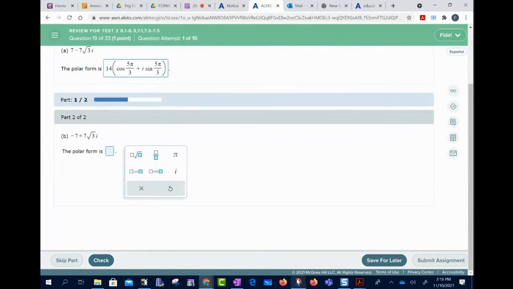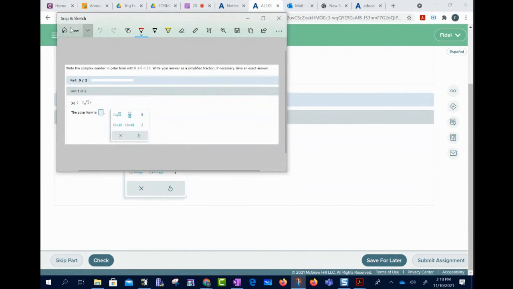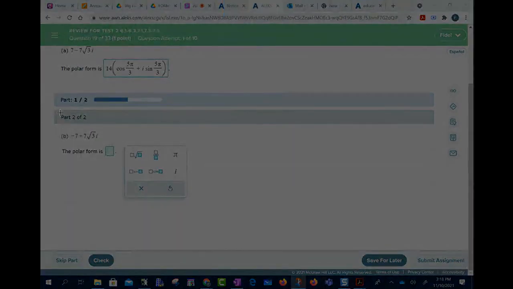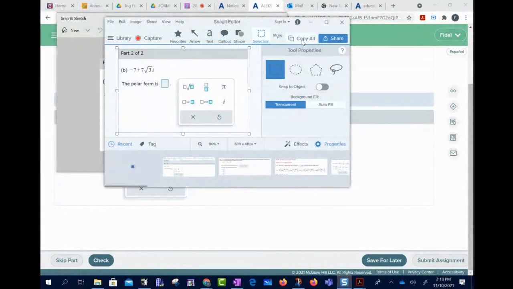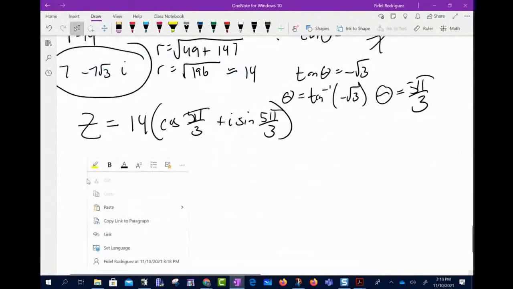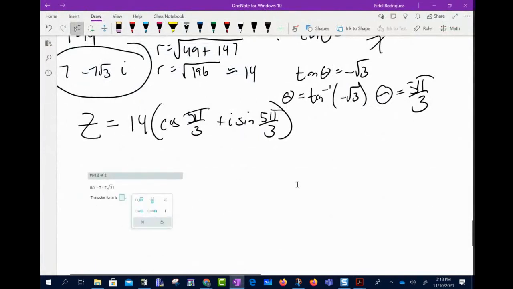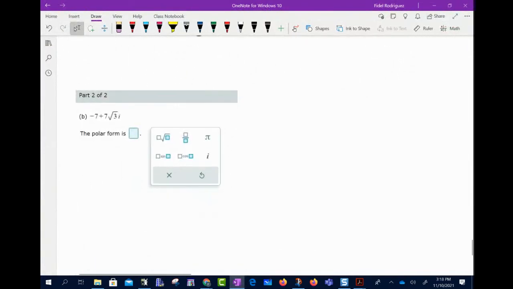Okay. And then we can do the second one. We'll do it the same way. Okay, let me copy this here, and let me come back over here, paste it. Okay. There you go. That's exactly right.